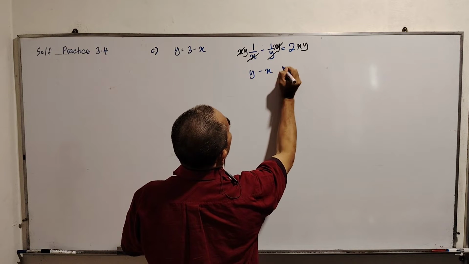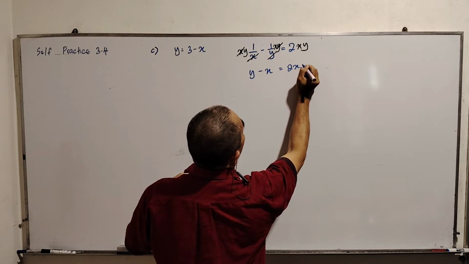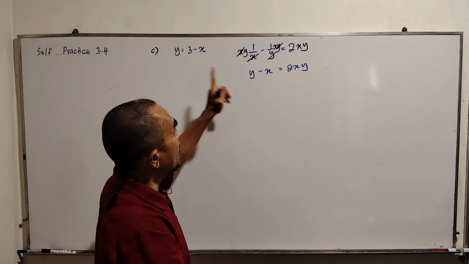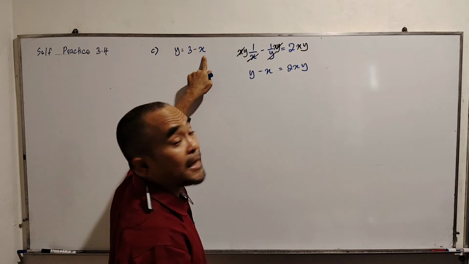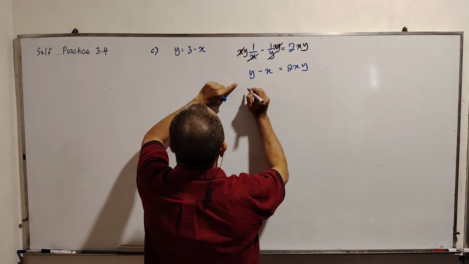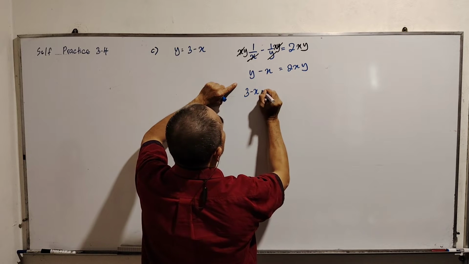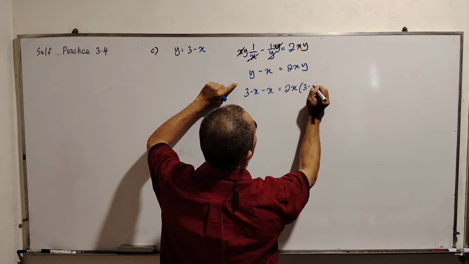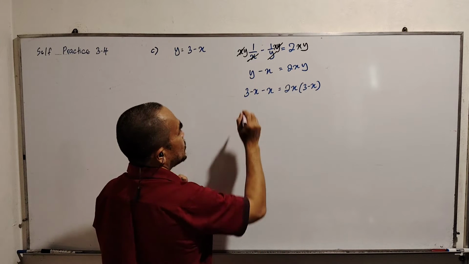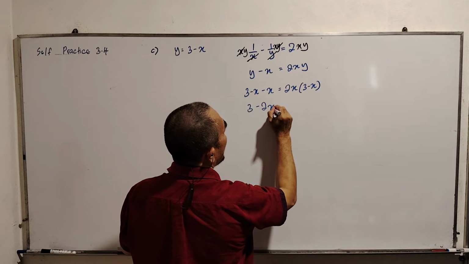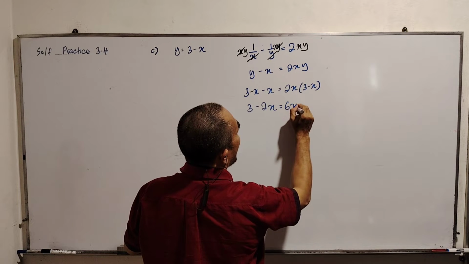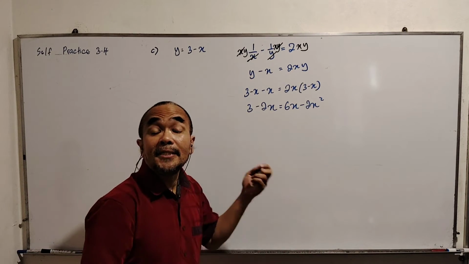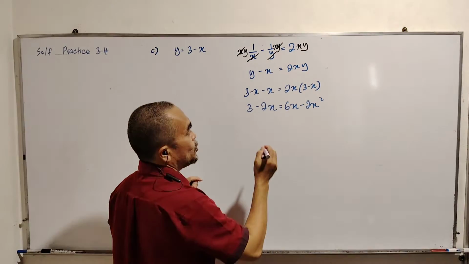y minus x equals 2xy. Then you substitute the y here with 3 minus x. y is replaced with 3 minus x equals 2x times 3 minus x. So here is 3 minus x, and here will be 6x minus 2x squared. And this is a quadratic equation. Make it into general form.